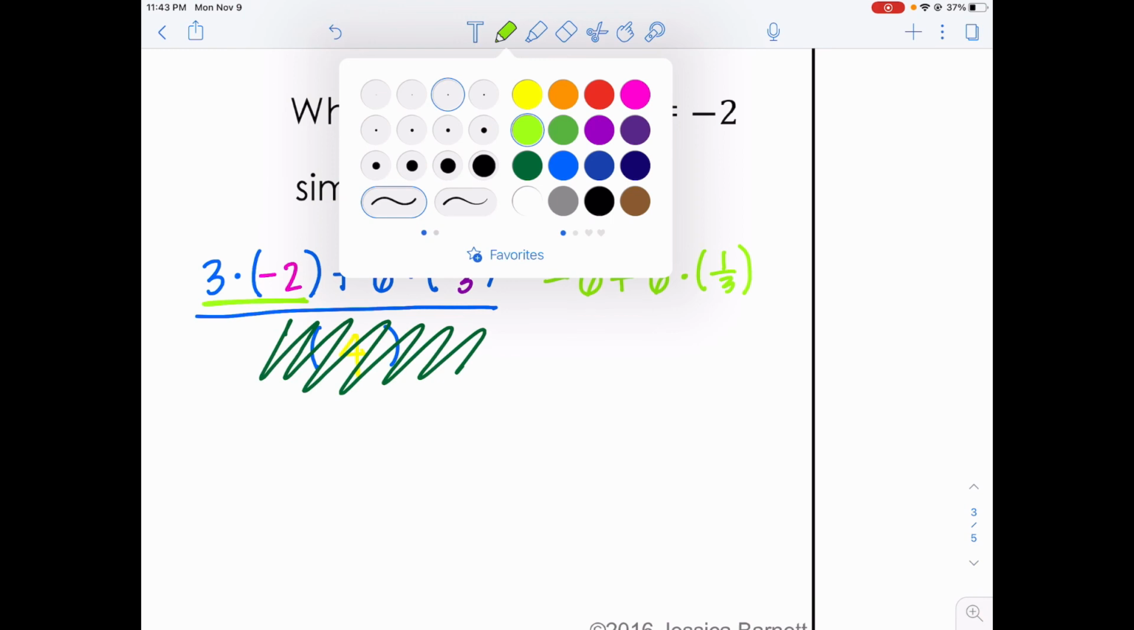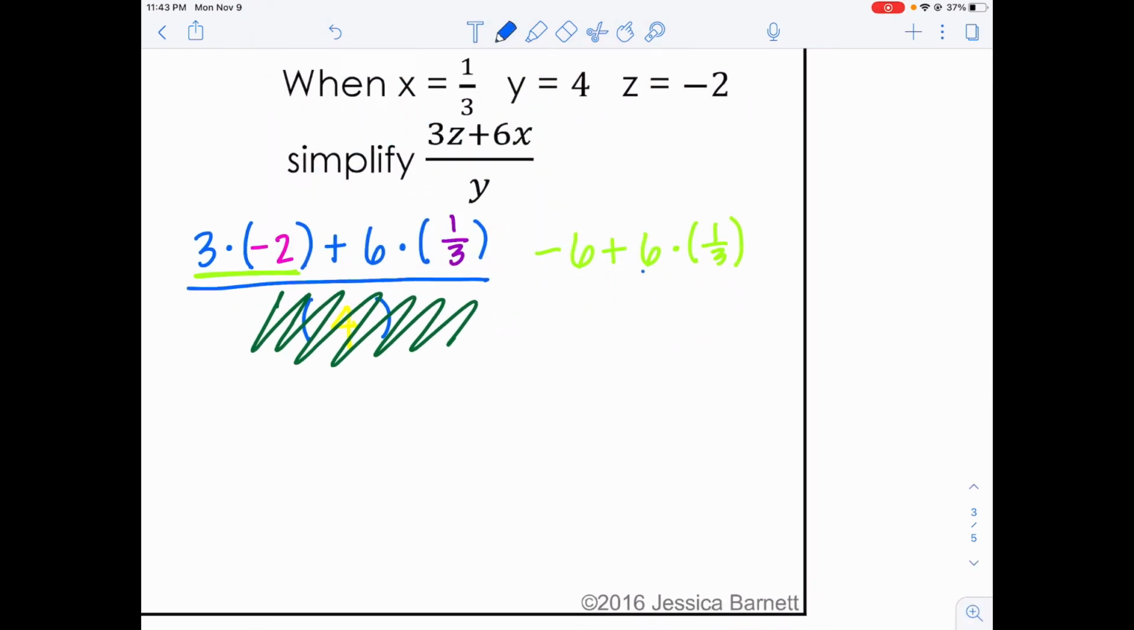Bring over everything that I have not used, which is plus 6 times 1/3. Okay, I still have multiplication. I need to simplify that multiplication first. 6 times 1/3. You can certainly plug this into your calculator and do it on your calculator. I do not need to see you actually working this out. 6 times 1/3 gives me 2. So I'm going to write 2 over here. I'm going to bring over everything I haven't used, which is a -6, a plus sign, and then 2. And now finally, I can plug this into my calculator. -6 plus a positive 2 is a -4.